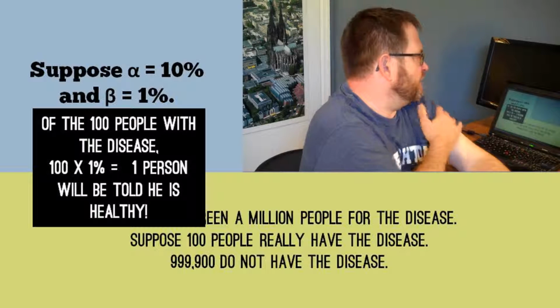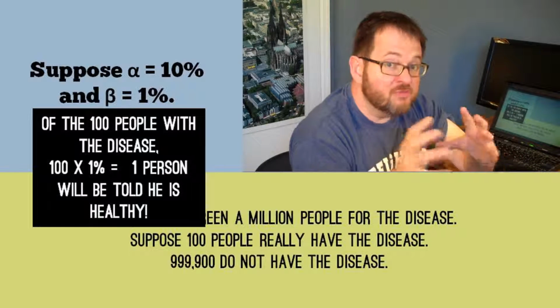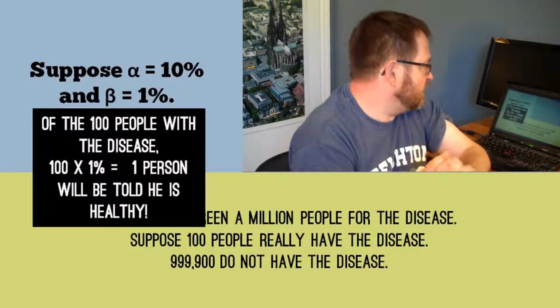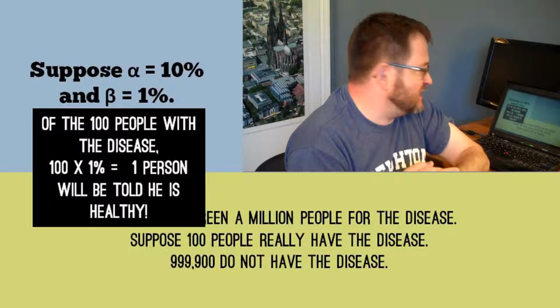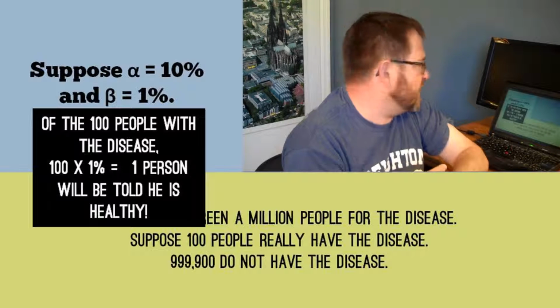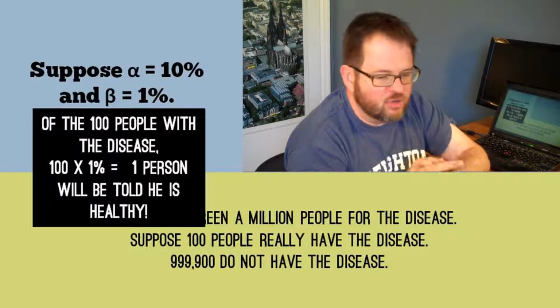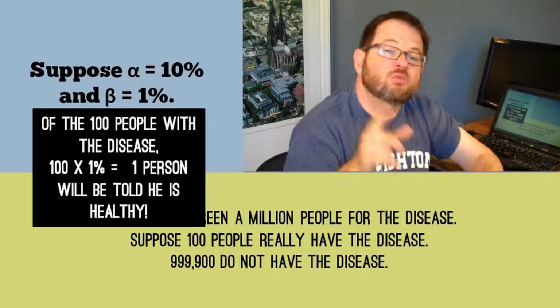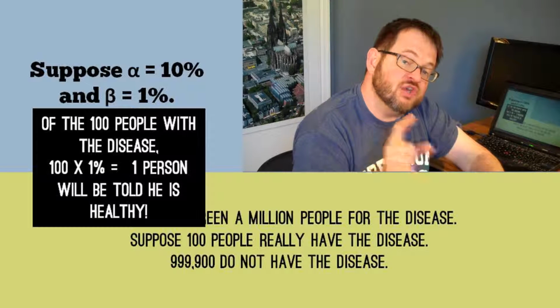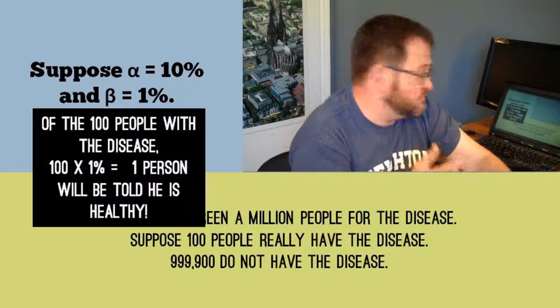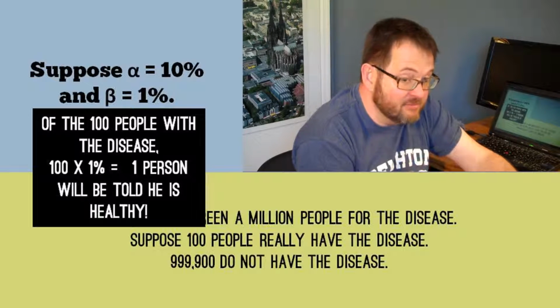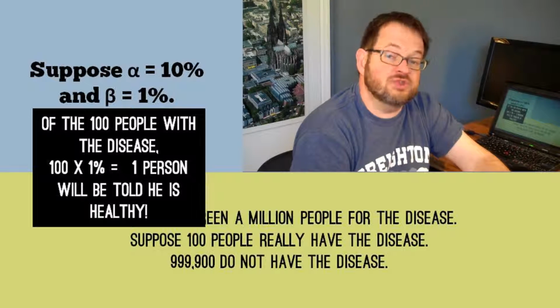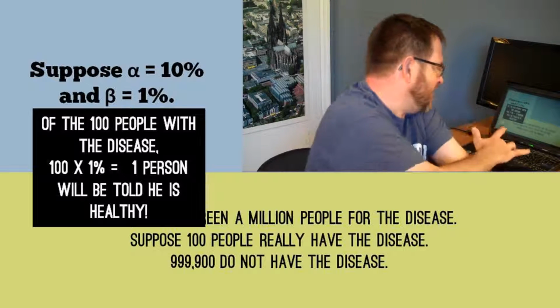Now, those 100 people who are actually sick, when we screened them, there was a 1% chance, because beta is equal to 1%. 100 times 1% is 1 person. There's going to be one of those 100 people out there for whom we're going to make a type 2 error. We're going to tell them that they are healthy when they're not. Doctors hate that.